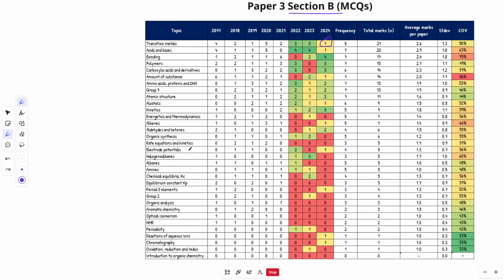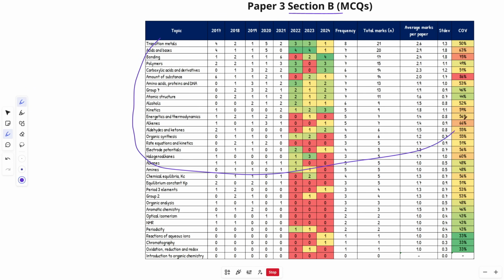Okay, so the MCQs are almost impossible to predict. They can literally pick anything they want. They can associate it with general content theory. They can associate it with required practical stuff. They can literally do whatever they want. Calculations, graphs, it's just a wild west, okay? So MCQs, super hard to predict.